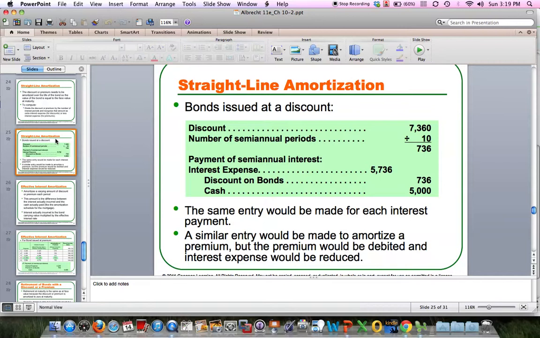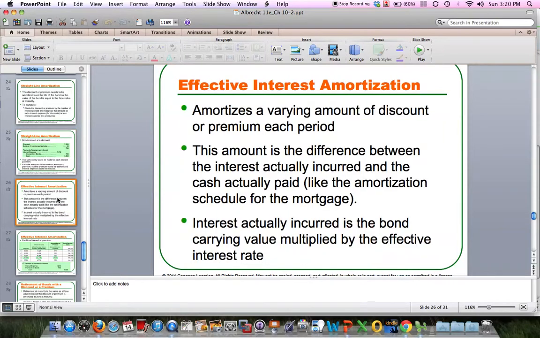We're going to make 10 interest payments on this bond. Every single payment will debit interest expense for 5,736, credit discount for 736, and credit cash for 5,000. The cash that we pay is based on the stated rate of interest, but the interest expense is based on the market rate of interest, with the discount on bonds handling the difference. The same thing would apply to a premium, which we'll get to soon. That's the straight-line method, so that journal entry stays the same for every single interest payment.